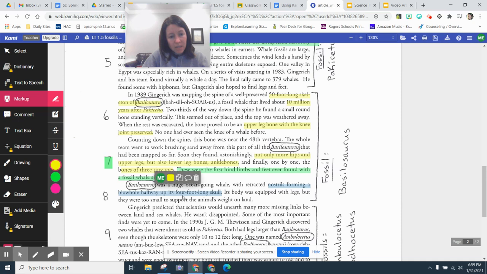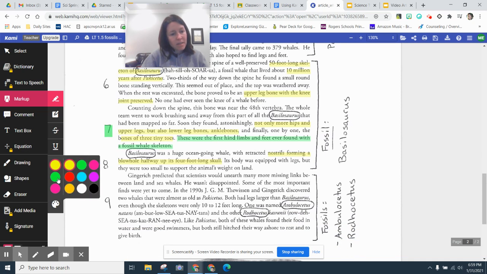And then it also tells us that the skull is 4 feet long. So we know the whole skeleton is 50 feet long based on the fact right here, and that the skull is 4 feet long. All right. Let's go ahead. So a conclusion is it's an ocean-going whale. Also, that it was equipped with legs, yes, but it was too small. The legs were too small to support its weight on land.